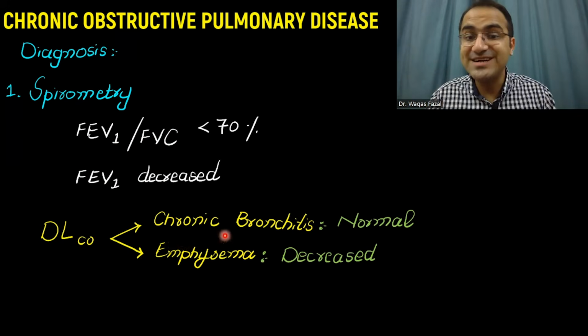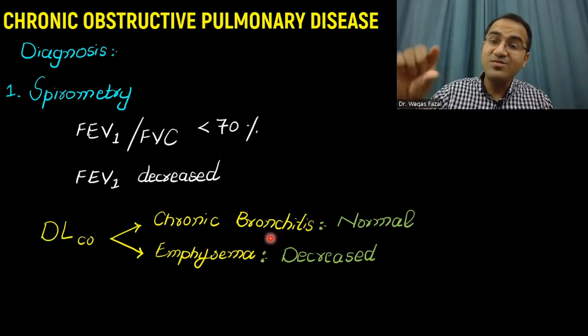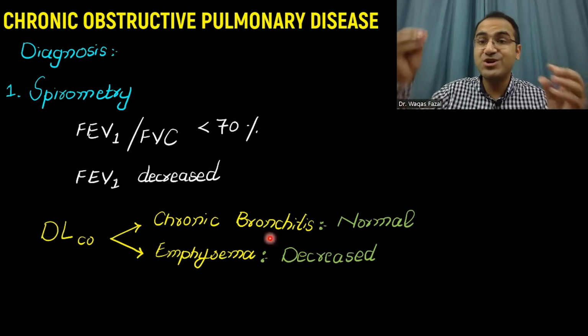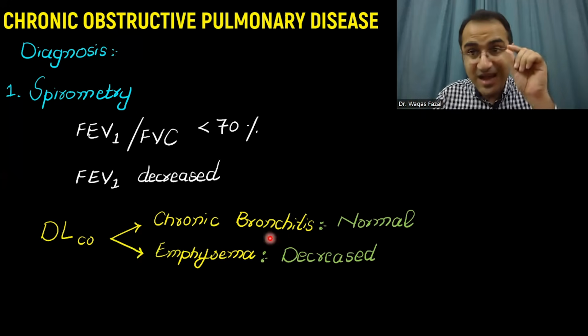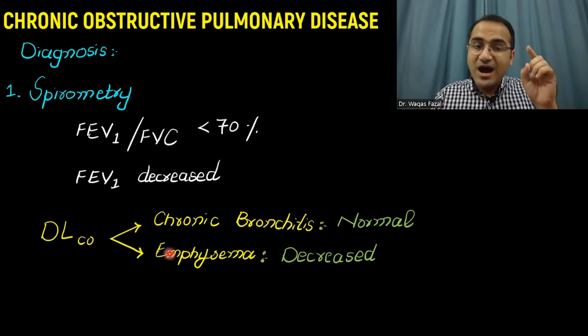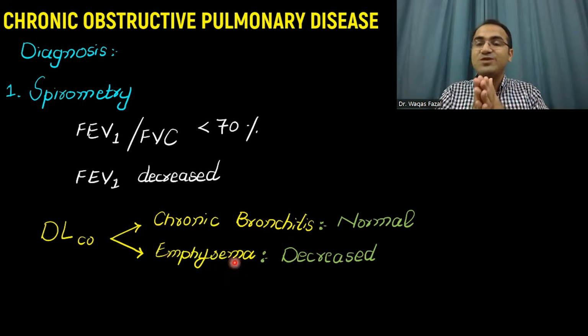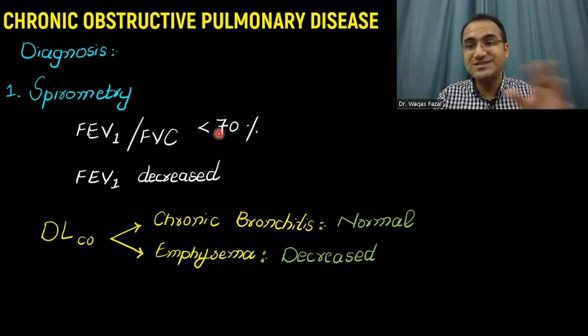Now, as I said, in chronic bronchitis, the alveoli are totally okay. Alveoli are fine. The problem is with the bronchi and bronchioles, which are obstructed, plugged with mucus and blocked. In emphysema, the alveoli are destroyed. So a test to differentiate whether it is chronic bronchitis or emphysema, since both are obstructive diseases and both will show FEV1 to FVC ratio less than 70%.